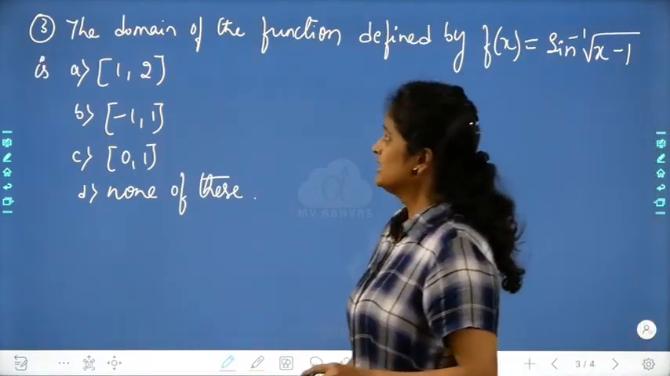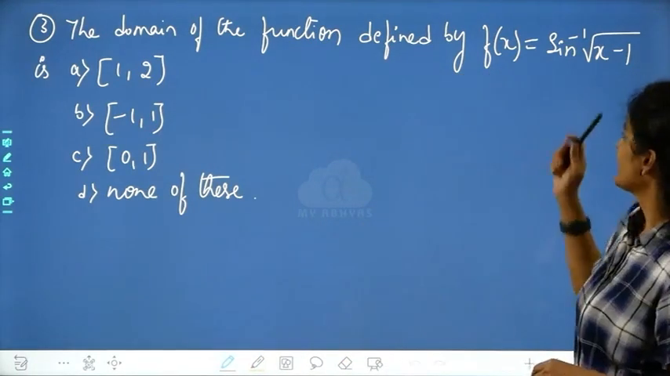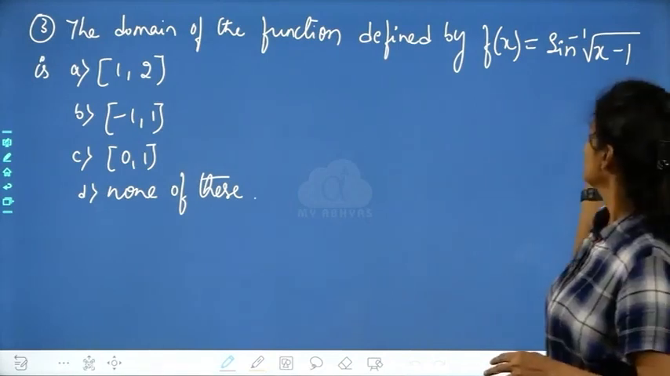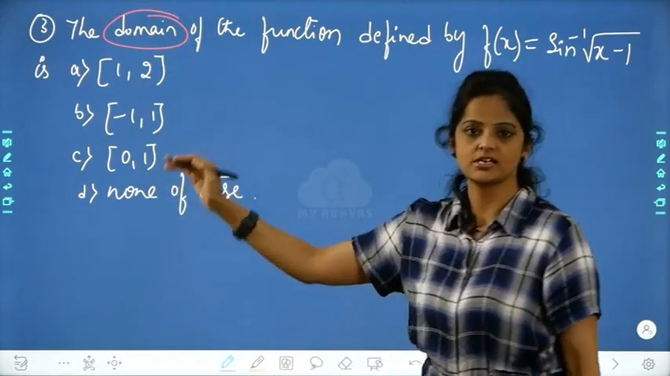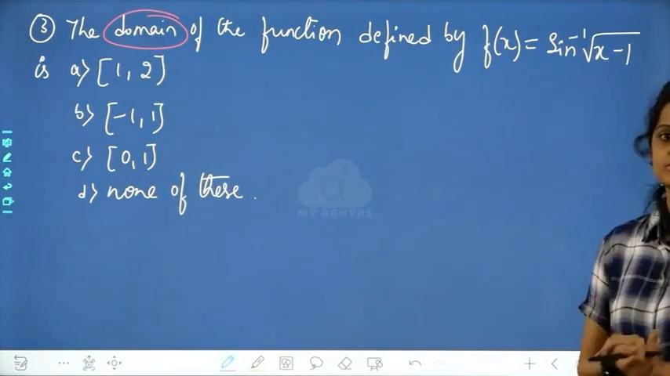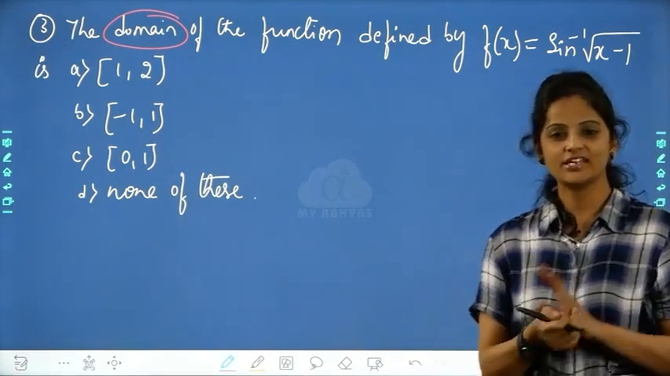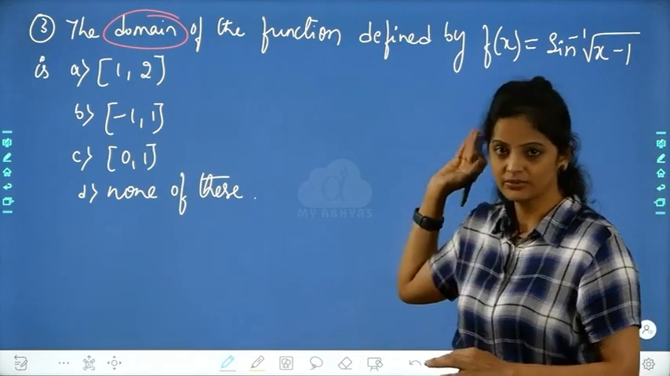The third one: the domain of the function defined by f of x is equal to sine inverse of under root x minus 1. Under root x minus 1 is there. They're asking you the domain of the function and the options are here. Quickly write the options and we will solve this and see what we get. Very simple question. Domain of the function where you have sine inverse.